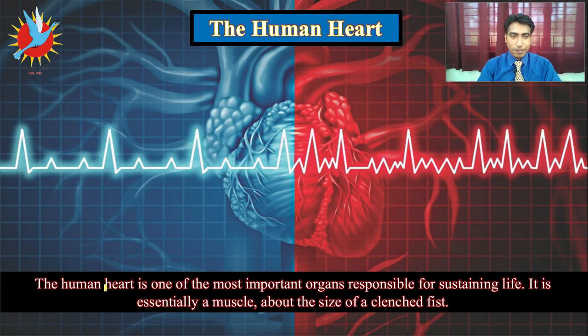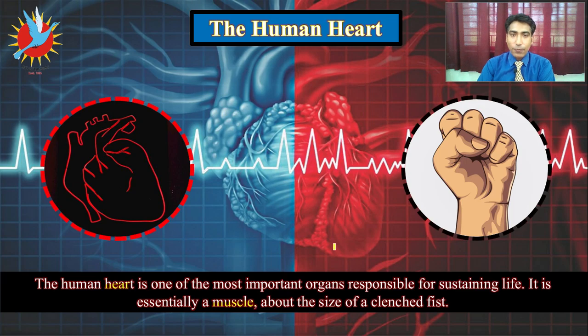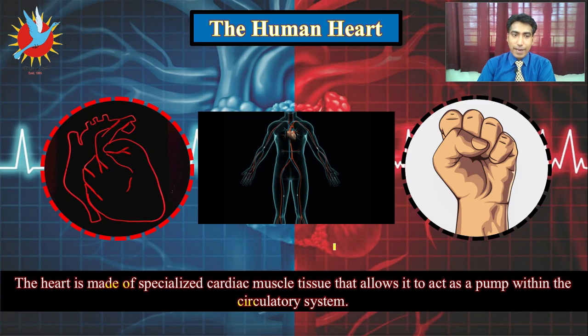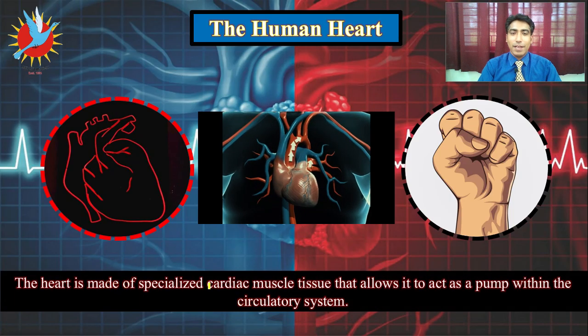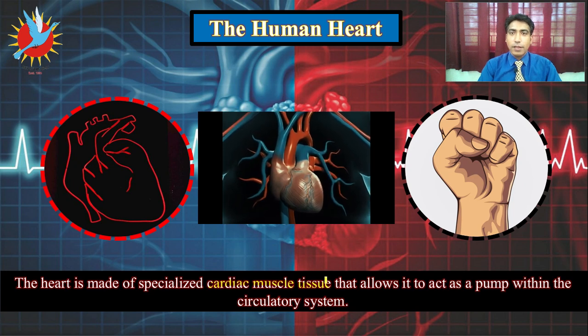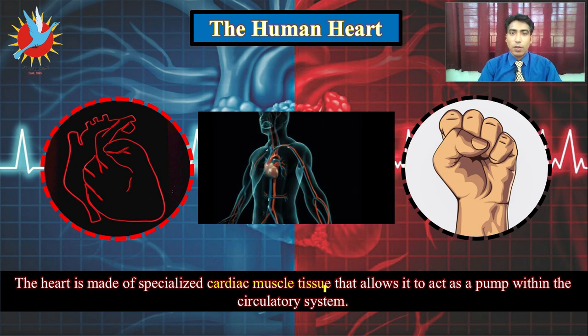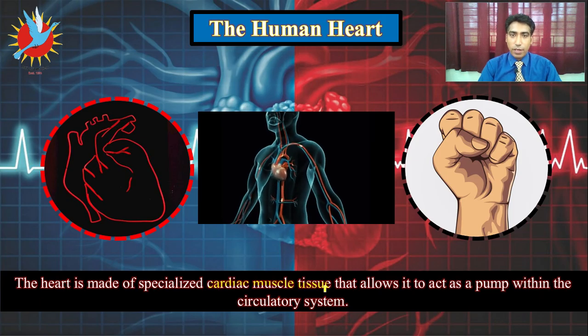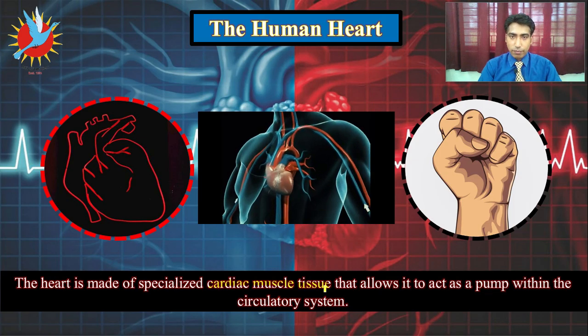The human heart is one of the most important organs responsible for sustaining life. It is essentially a muscle about the size of a clenched fist. In this video you can easily see that the heart is made up of specialized cardiac muscle that allows it to act as a pump within the circulatory system. You can clearly observe how our heart works as a machine to pump the blood throughout our body.